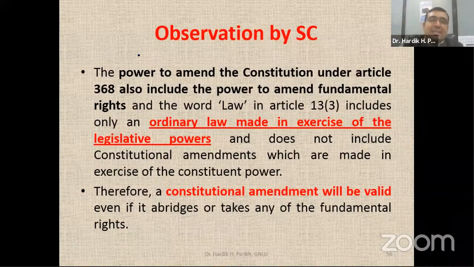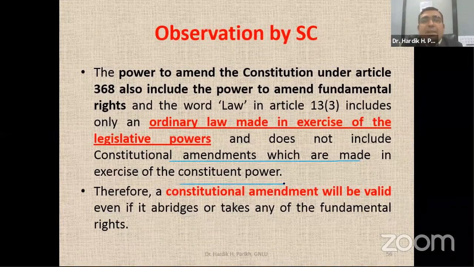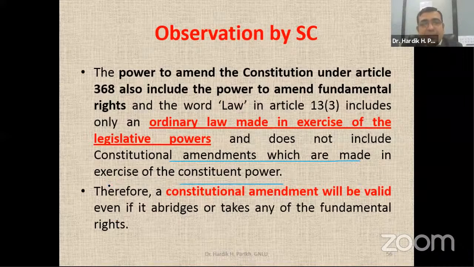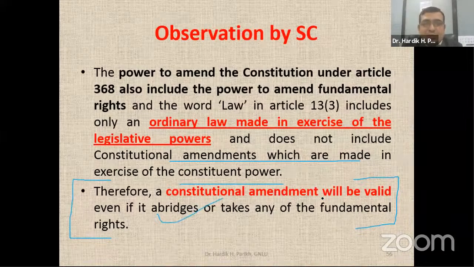And that's why this highlighted wording: ordinary law is made in exercise of the legislative power, and it does not include constitutional amendments, which are made in exercise of the constituent power. And therefore, the Shankari Prasad judgment upheld the power of the Parliament, and that's the operative part: a constitutional amendment is not an ordinary law; it is a special power.